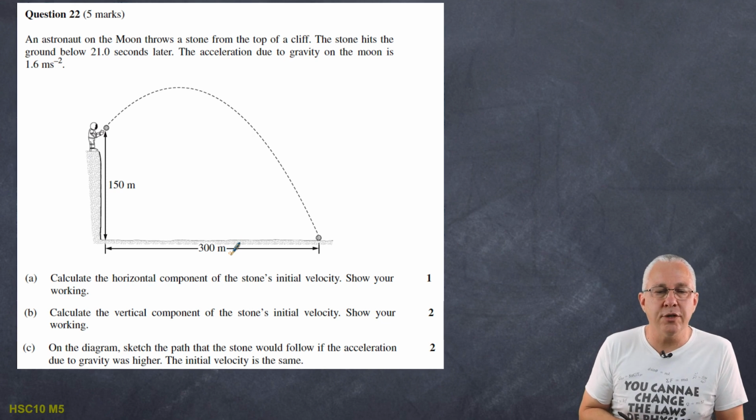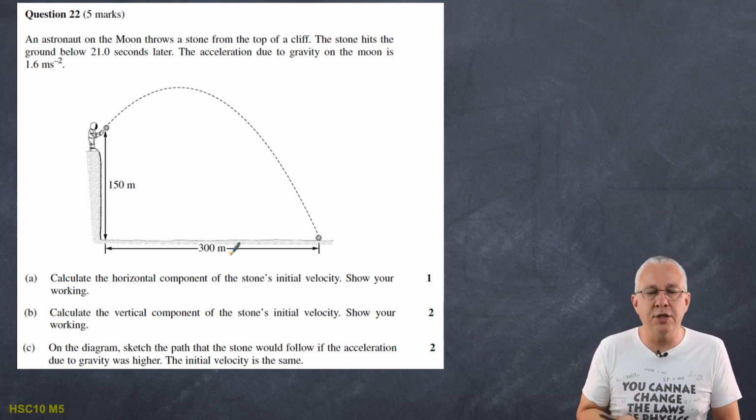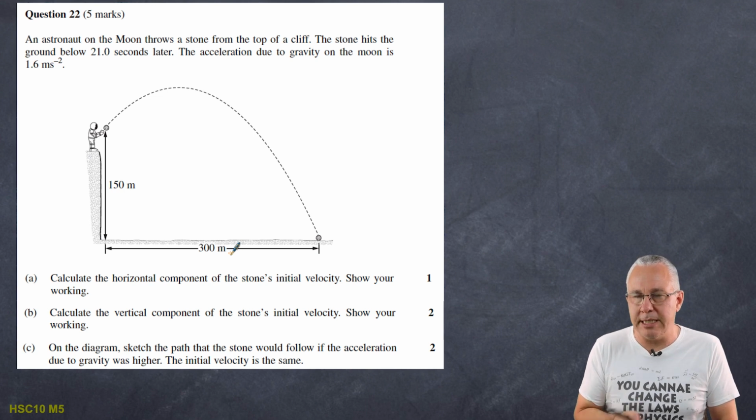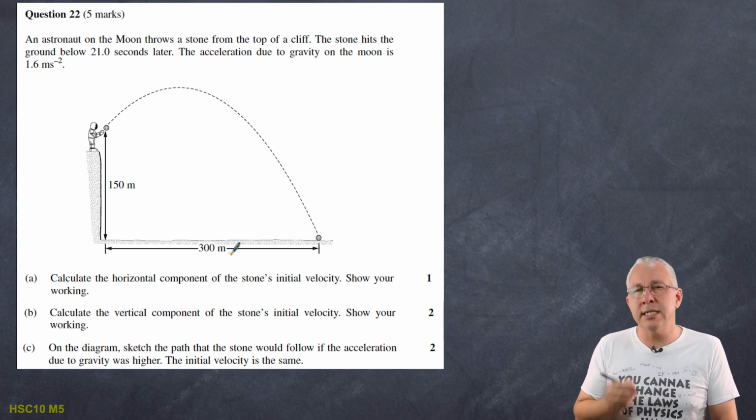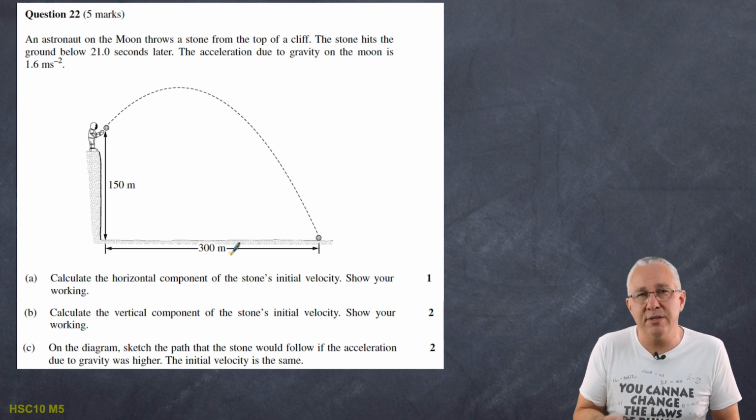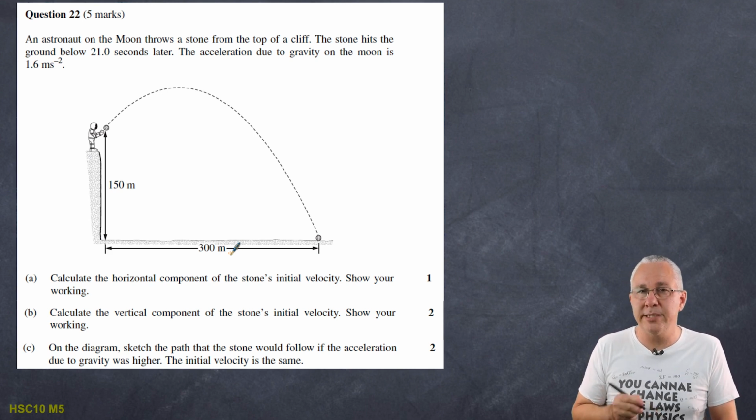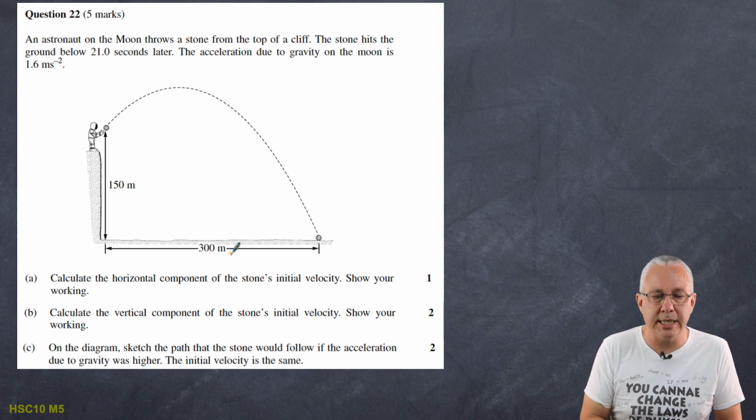And we have an astronaut who throws a stone on the top of a cliff on the moon. The stone hits the ground below 21 seconds later, and the acceleration due to gravity on the moon is 1.6 meters per second squared. Now this is a simple projectile motion type of problem. The only difference is we are using the acceleration of 1.6, not 9.8 meters per second squared.